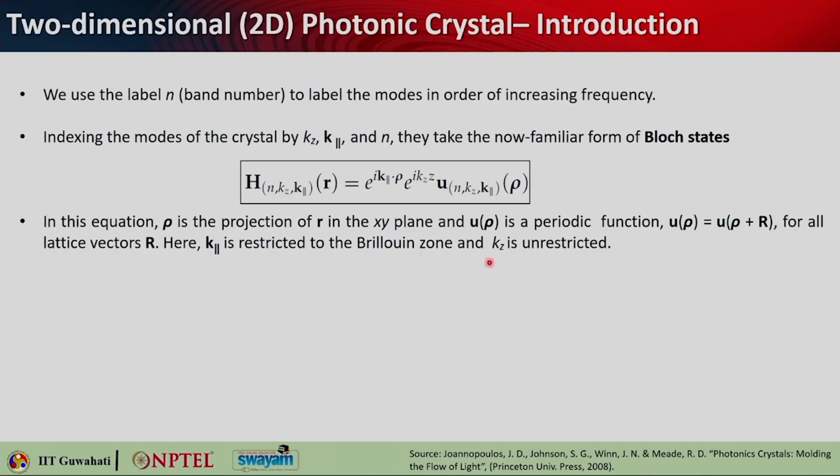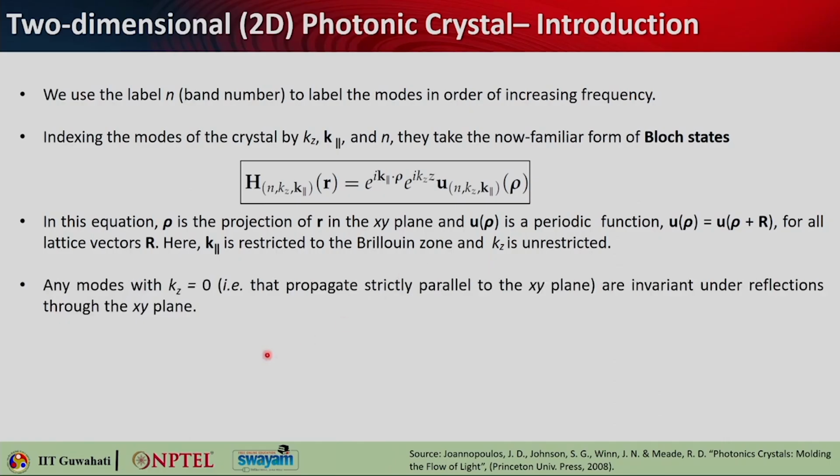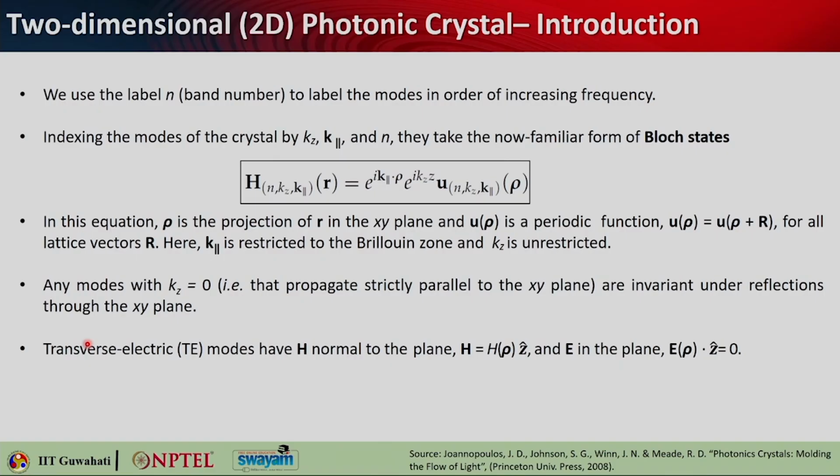However, kz is unrestricted. Now, any modes with kz equals 0, it means they will not be propagating along the z direction. It means they are strictly propagating along the xy plane, okay. So, they are invariant under reflections through the xy plane. So, they will not change. Invariant means they will be the same under reflection, okay.